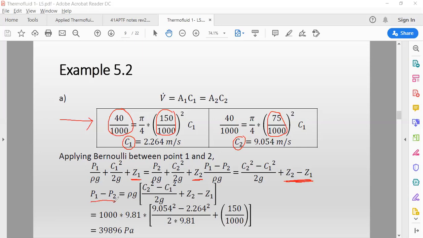I think there's an alignment error. This one is one equation, then this one is the second step. So this is step 1, this is step 2. In step 2, I group my P1 minus P2 on one side. Then I cross multiply and bring the rho g to the other side. So the rho g appears here.